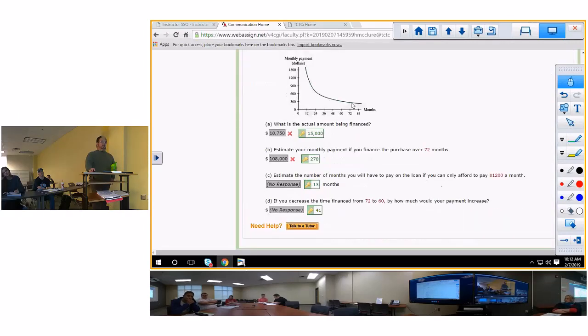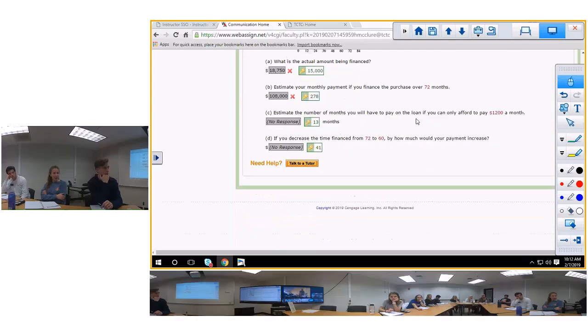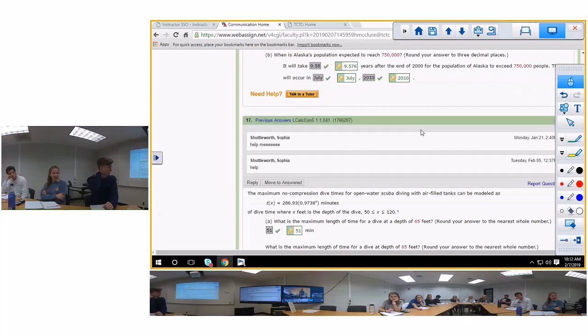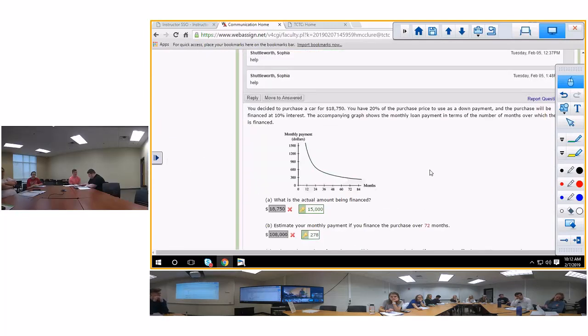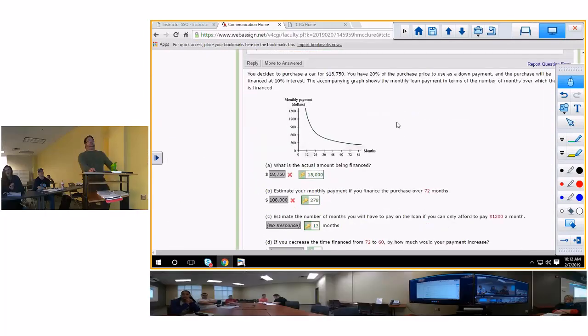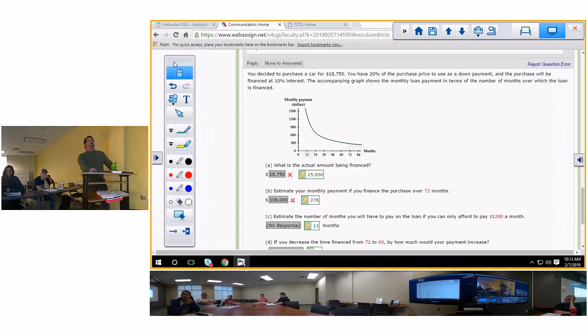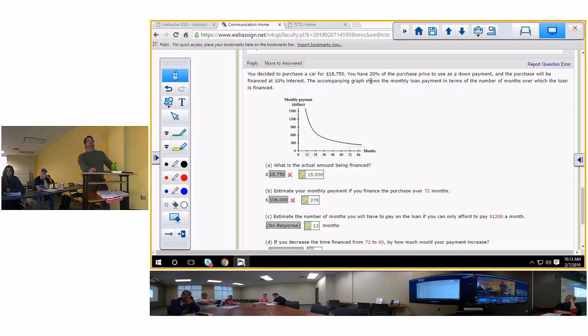That one right there is one that I'm still having trouble with. You decide to purchase a car for $18,750. You have 20% of the purchase price to use as a down payment, and the purchase will be financed at 10% interest. The accompanying graph shows the monthly loan payment in terms of months over which the loan is financed. What is the actual amount being financed?